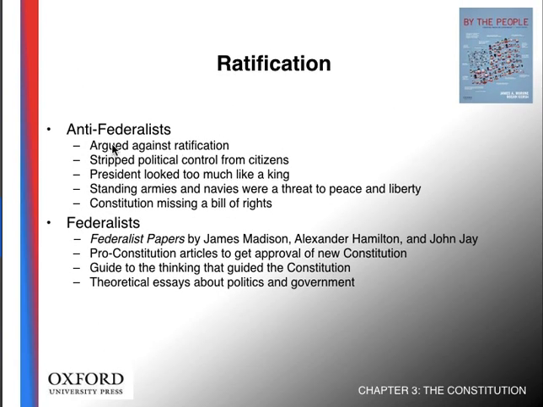Ratification was a little difficult because the Anti-Federalists felt like they were getting some of their state rights stripped. They felt that the president looked too much like a king, that maybe they gave him too many powers, that they were afraid of a standing army, and that the Constitution was missing a Bill of Rights. The Federalists, who were the people for the Constitution, were 100% on board for passing it. It did pass by a very slim margin.